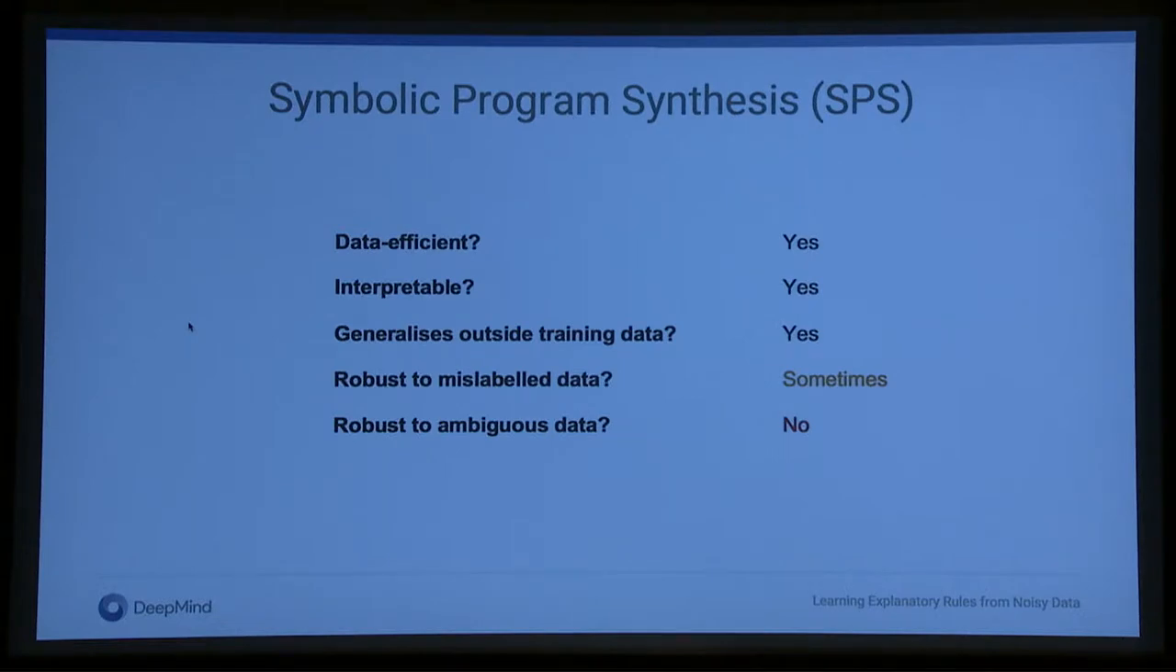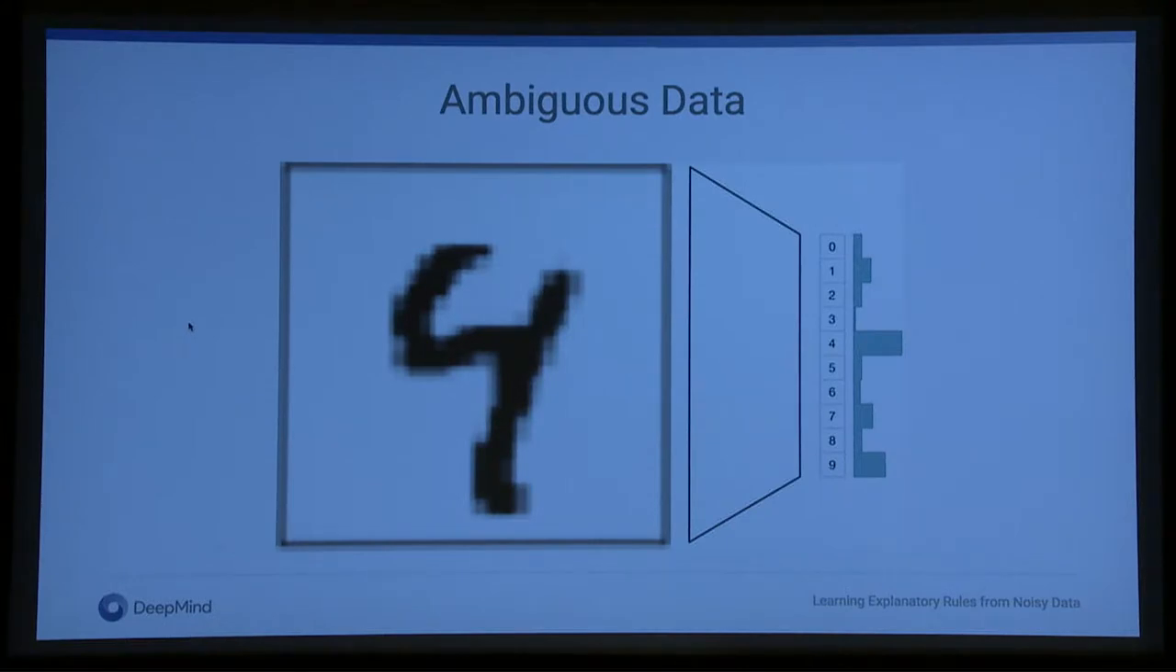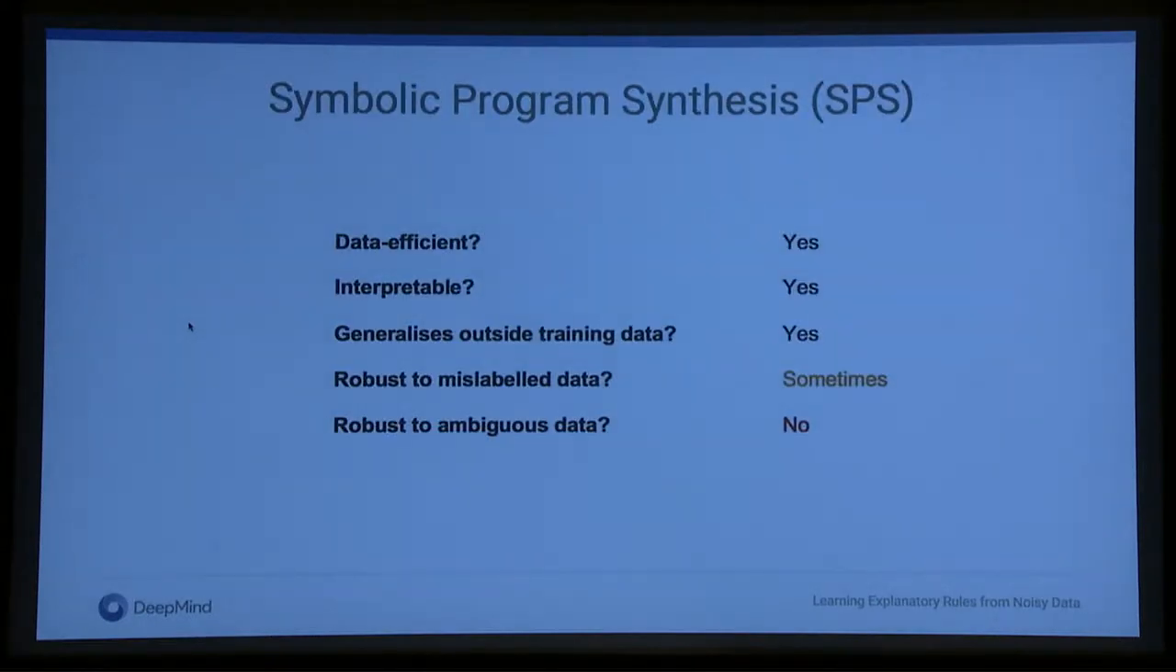However, the major issue with these systems is they're often not robust to mislabeled data. If you give them input-output examples which are badly labeled, they are often unable to learn the desired program. And perhaps even more seriously, they're not robust to ambiguous data. Symbolic program synthesis techniques assume that you start with some discrete symbolic input, you know, ASCII, something like that. What they're not able to do is handle data from the real world. Imagine you're a robot with a little camera going around, and you don't know exactly what digit you're looking at. All you see is an array of pixels, and you've got some probability distribution over what number it is, but you're not exactly sure. Symbolic program synthesis techniques are not able to cope with ambiguous, fuzzy, real-world data. So though they have some very appealing features, they also have a couple of areas of weakness.